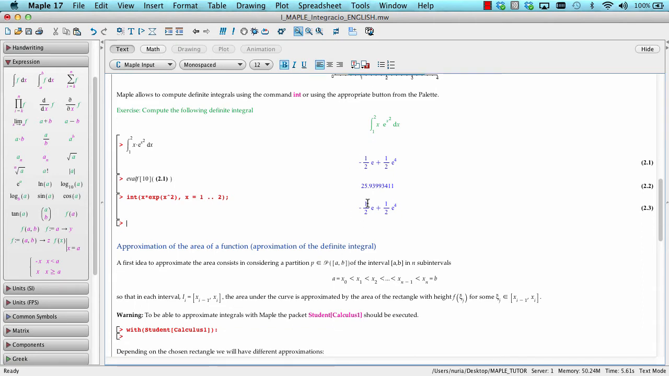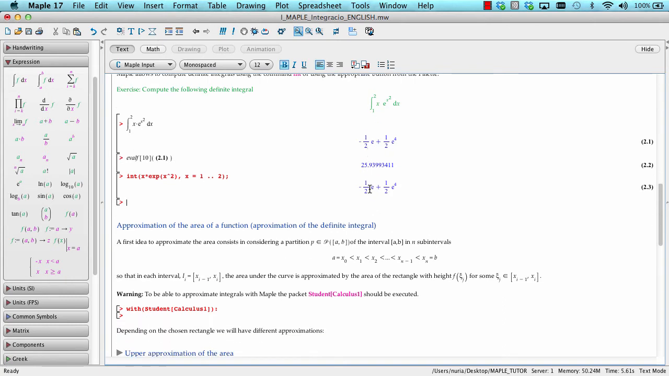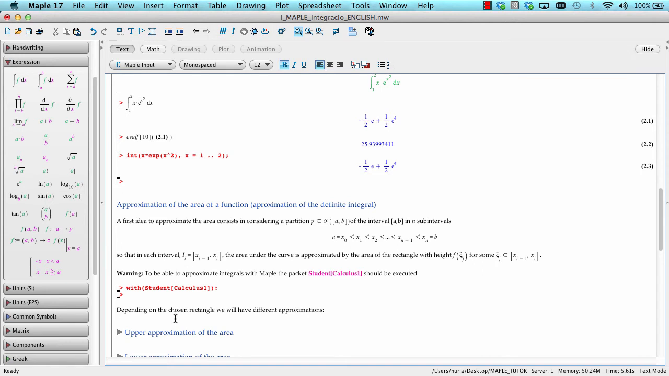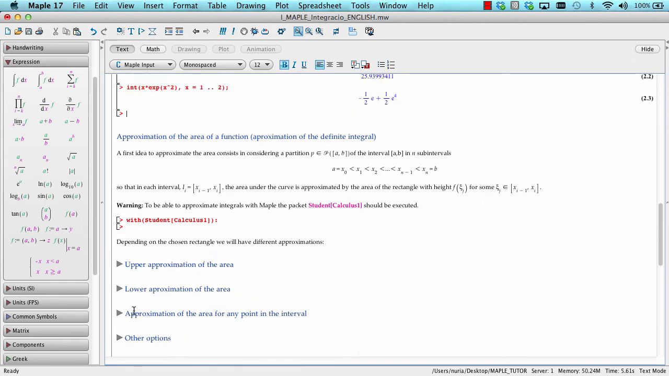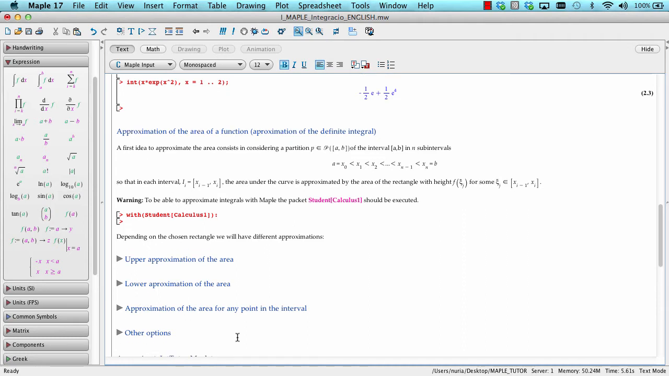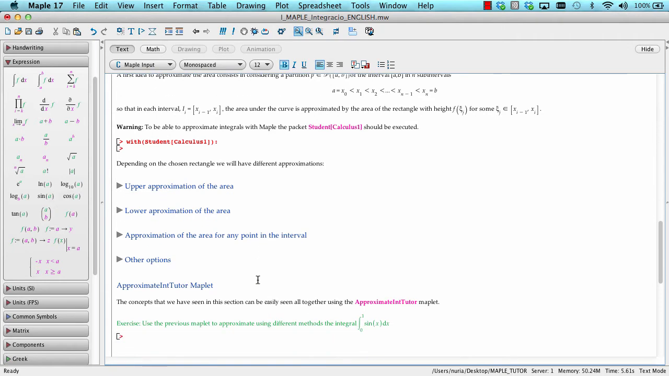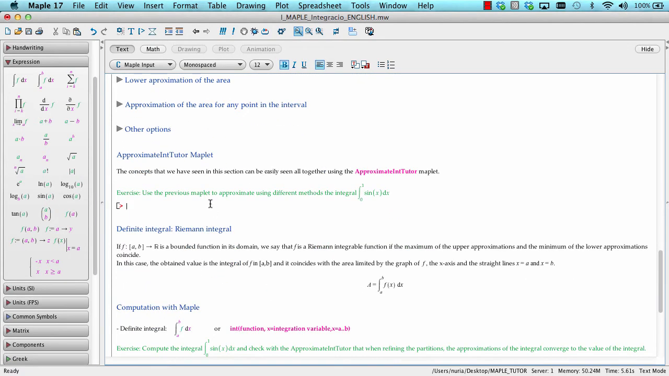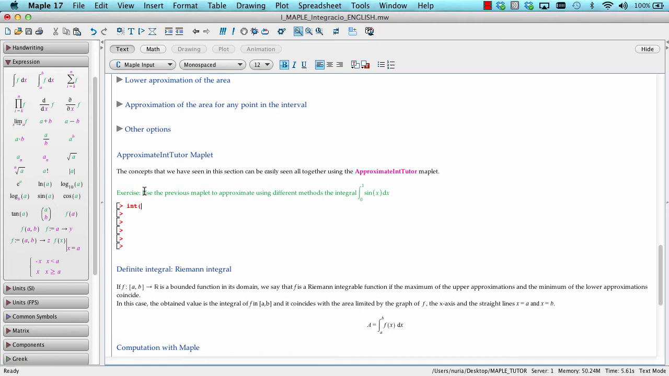Let's see the intuitive idea of why this integral gives us the area. You can look at this four subsection by yourselves, but we are going to move directly to the approximating tutor because it does the same thing. Okay, so now, as we have seen, the integral, let me just do it now for you.